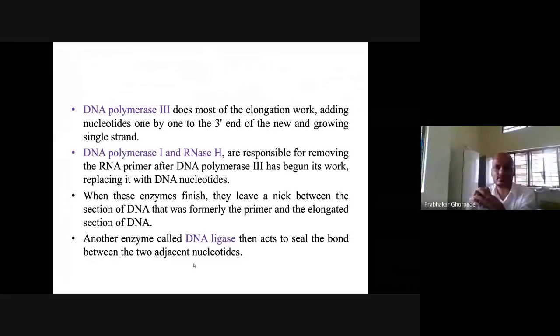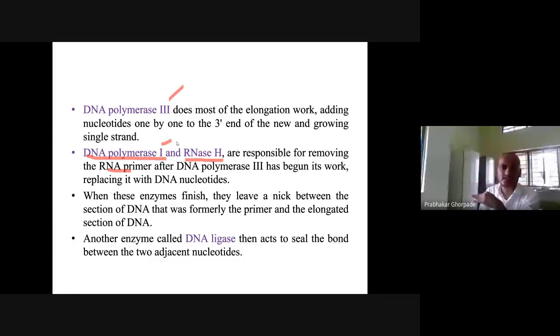So previously we have discussed that the RNA primer is there, and the RNA primer has to be removed. So this one is the RNase H after the elongation process. This RNase H removes that RNA primer, and in the place of that, we have DNA polymerase 1, instead of 3, which will add the dNTPs instead of NTPs. Okay, so DNA polymerase 1 does this function, and what happens is that it leaves some nick between this DNA.